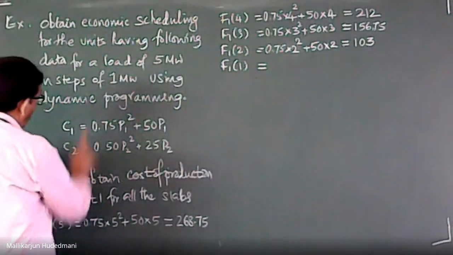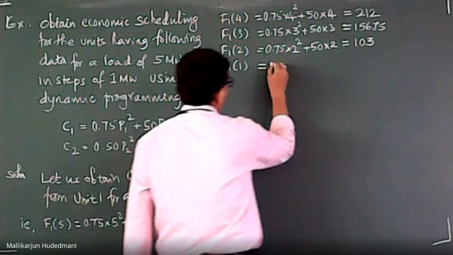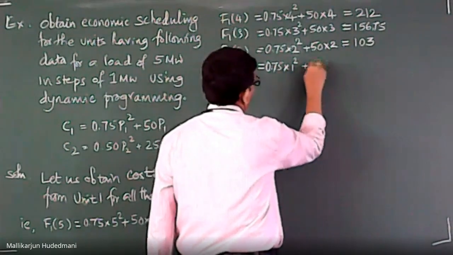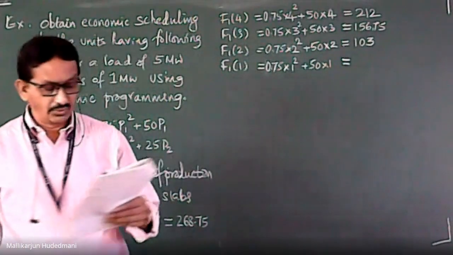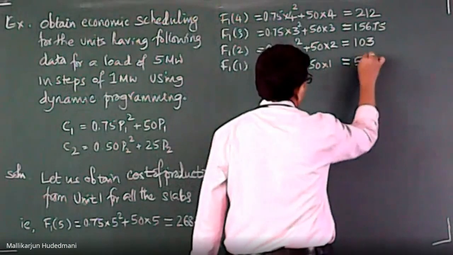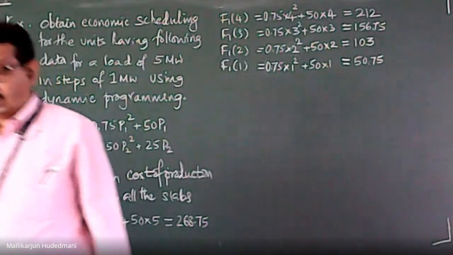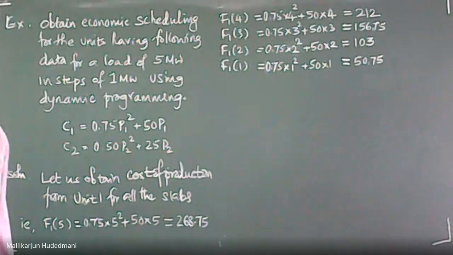In this, I locate 1: 0.75 into 1 square plus 50 into 1, which ultimately leads me to a value of 50.75. Now I could do the evaluation of production cost from machine 1's perspective for all the slabs, from 1 megawatt, 2 megawatt, till the last one, 5.